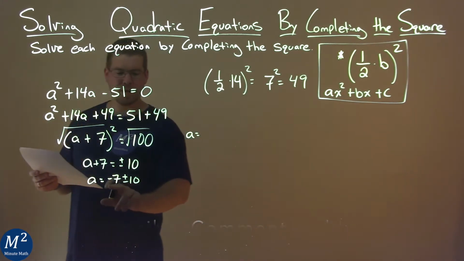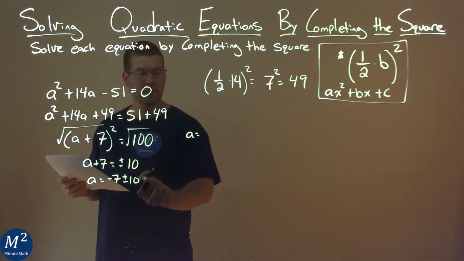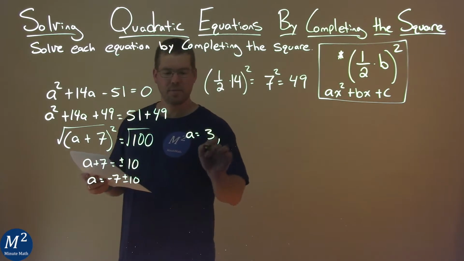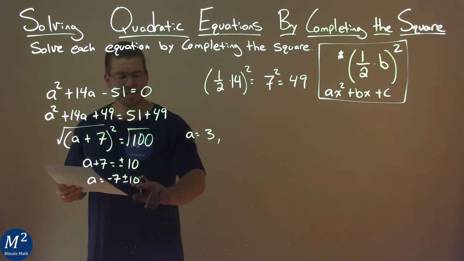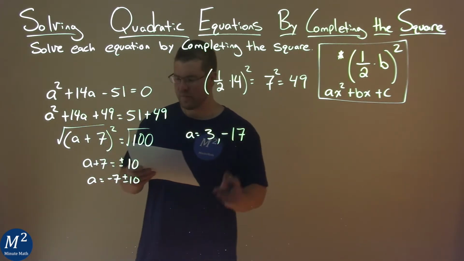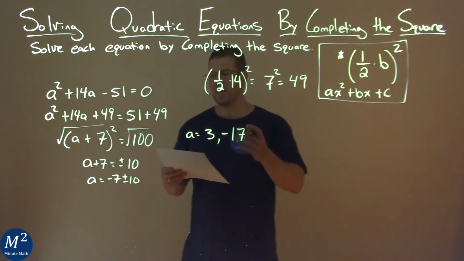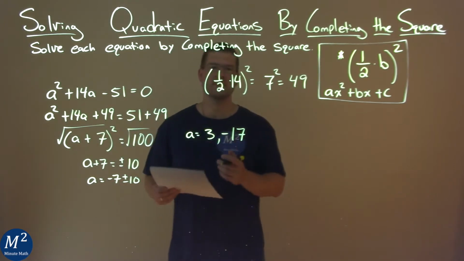Well, negative 7 plus 10 is a positive 3, and negative 7 minus 10 is a negative 17. And so our two answers are a equals 3 and negative 17.